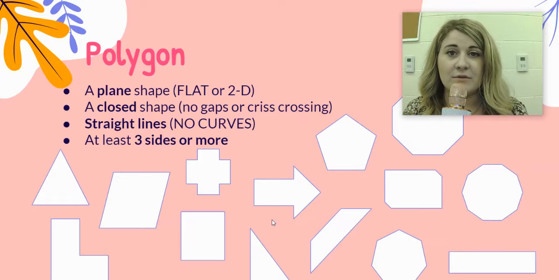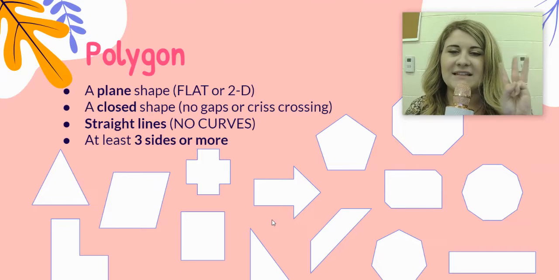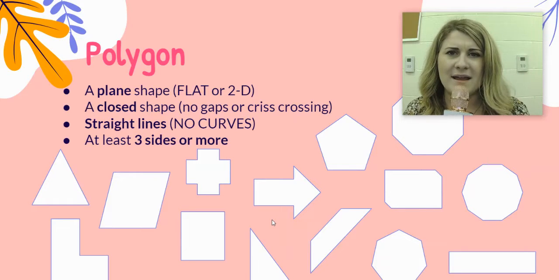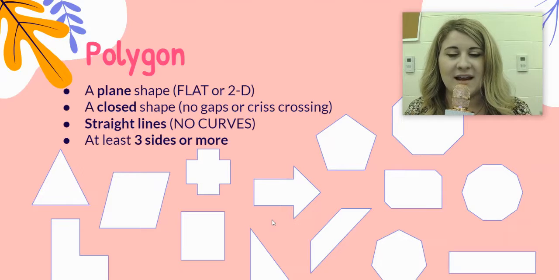Next, they have to be closed, which means they cannot be open. No gaps, no crisscrossing. And then they have to be straight lines, so no curves. We do not do curves with polygons. Polygons have to have straight lines. They have to be connected, and they have to be flat, okay? And you have to have at least 3 sides or more. If you tried to make a polygon with 2 sides, you would get an angle, and that is open, and that's not a polygon because it has to be closed. So if we add a third line onto that, we get a triangle. So a triangle is considered a polygon.